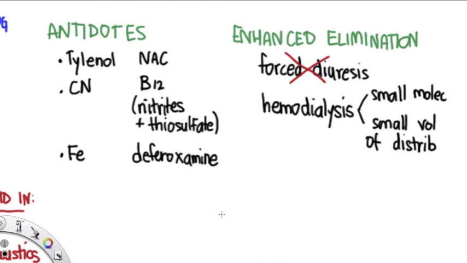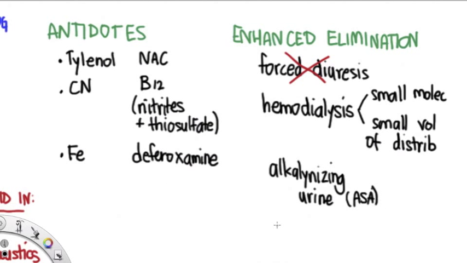Alkalinizing the urine, that is making the pH in the urine go up, is a good way of getting rid of toxins such as aspirin, and is done by preparing a bicarb drip. Conversely, acidifying the urine does not help, and can in fact lead to myoglobinuria or even rhabdomyolysis. So don't do it.